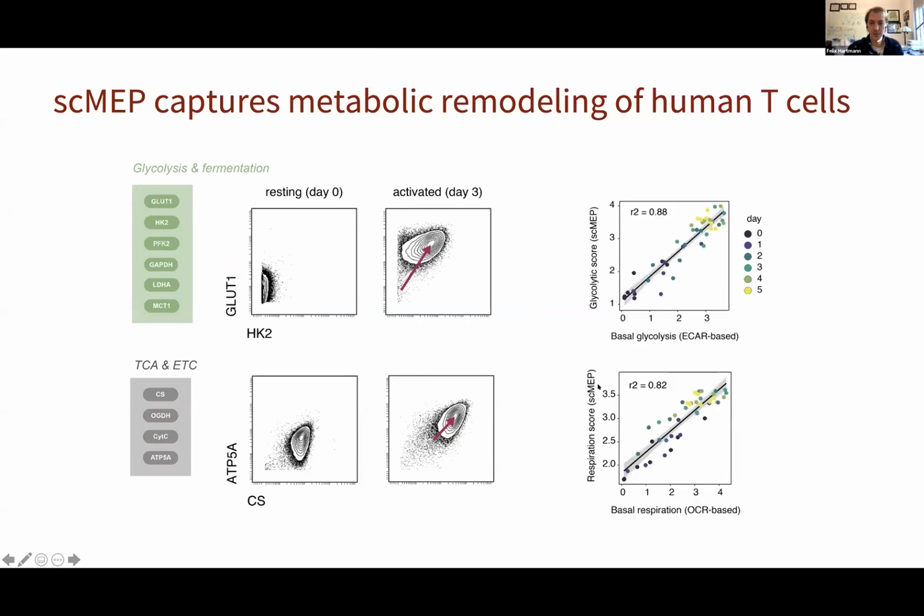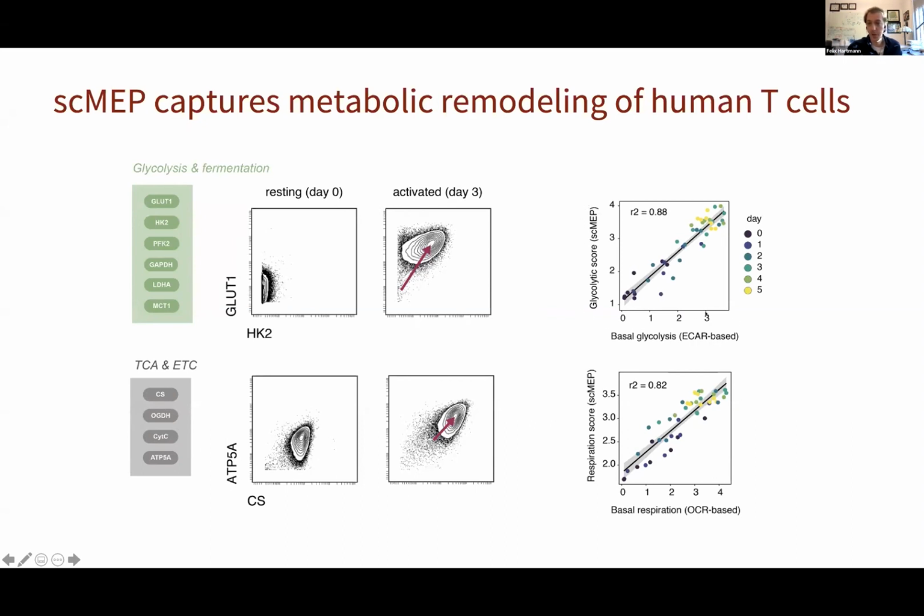And so we can use this data to compare this to a more traditional metabolic measurement, which is called SCENITH, so extracellular flux analysis. And so what we did here, we really integrated information from all of these different metabolic regulators into a single glycolytic score, as we call it here.